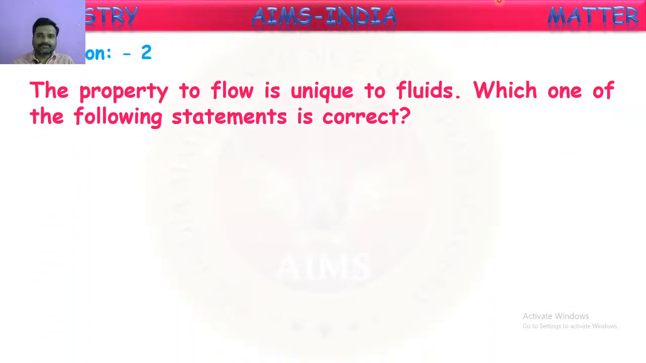Read the question here. The property to flow is unique to fluids. As we said in the discussion, the substances which can move on their own are called fluids. Which one of the following statements is correct about these fluids, they're asking? Let us see the statements first.